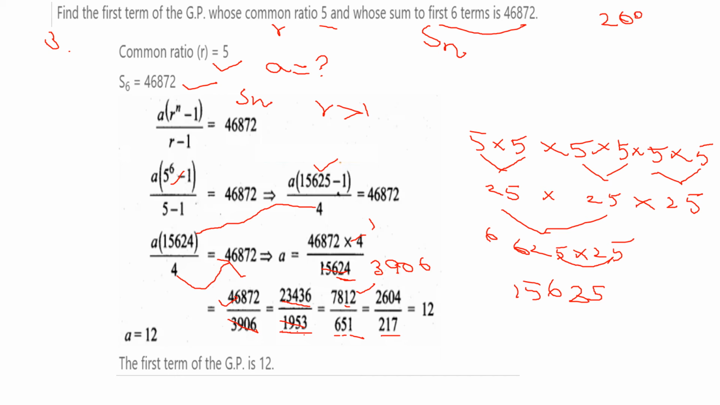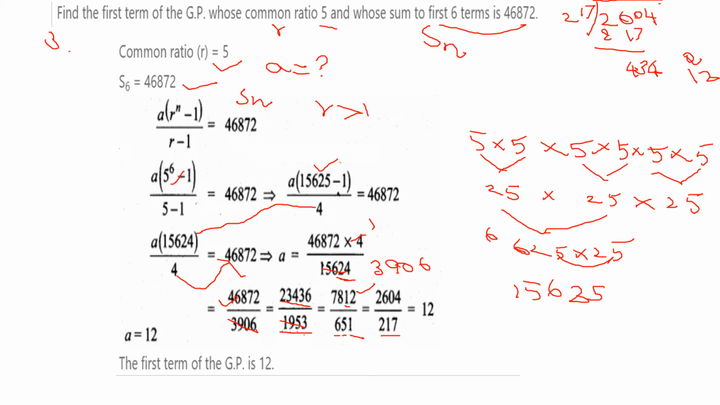2604 by 217. So how will you cancel? Here we write the quotient. So 120. So here I write the quotient. 217 is 217. So 3, 5 plus 4.